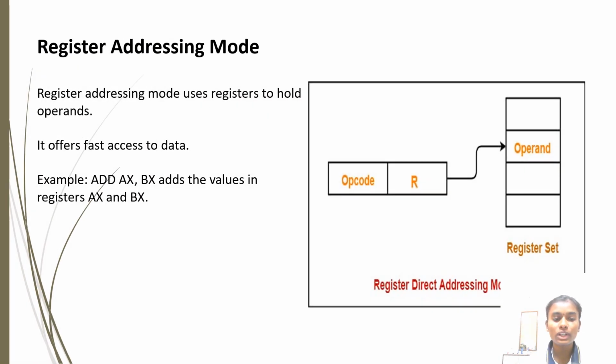Register addressing mode. Register mode is a fast and efficient addressing mode because the data is accessed directly from the register without needing to fetch it from memory. On the other hand, in register indirect mode, the operand of the instruction contains the memory address of a register instead of the register name itself. Register addressing mode uses registers to hold operands. It offers fast access to data.